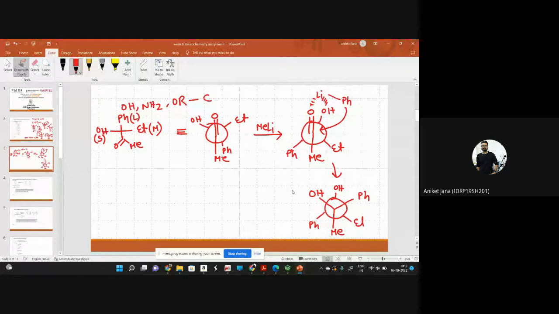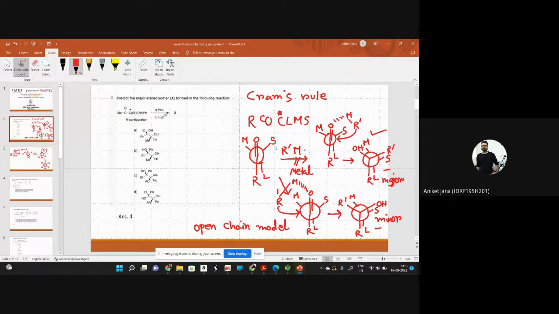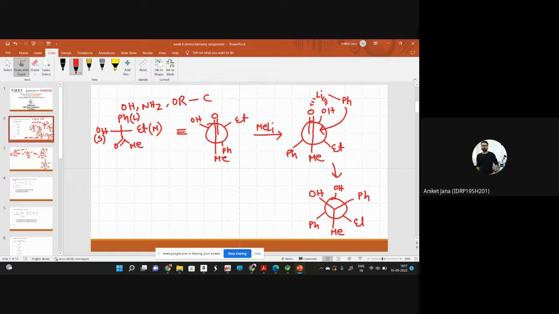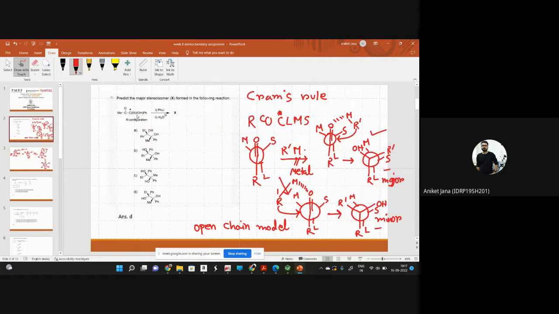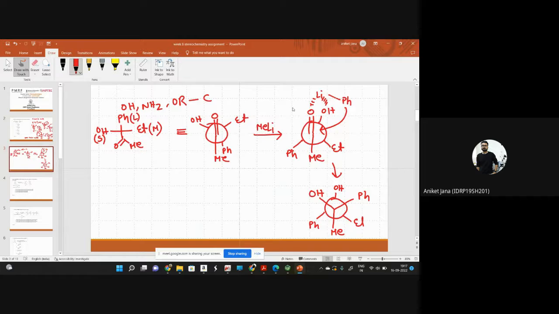So can you differentiate between the two? This was the open chain model. There was no chelating group on the stereo center. So the nucleophile will attack normally from the smaller group to predict the major product. But here, as that OH group is there on the stereo center, it will form a 5-member chelate: 1, 2, 3, 4, 5, and the nucleophile will attack from this side.